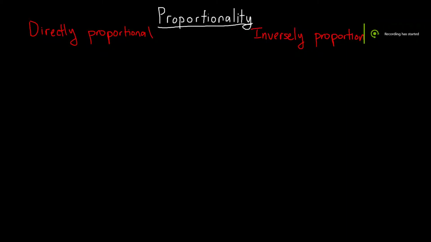Hi guys, in today's video we're going to be talking about proportionality, and in proportionality you have two relationships. First is directly proportional and the other one is inversely proportional. If I were to write them down as a relationship, this is how it would look. Y is directly proportional to X, and Y is inversely proportional to X, which is directly proportional to 1 over X.